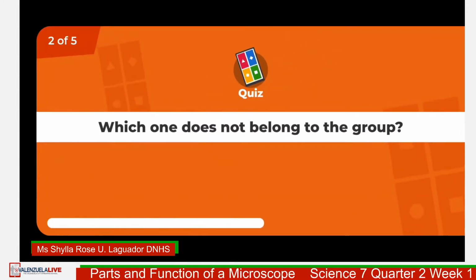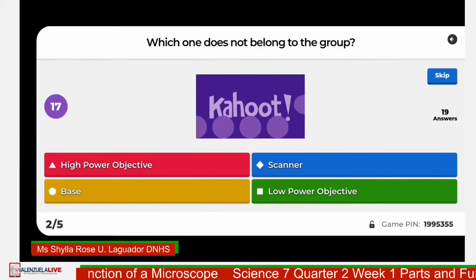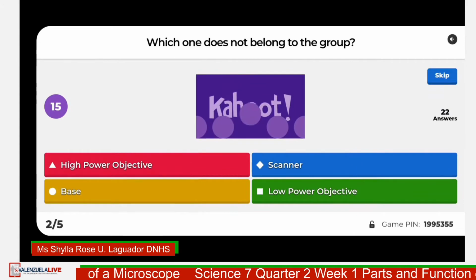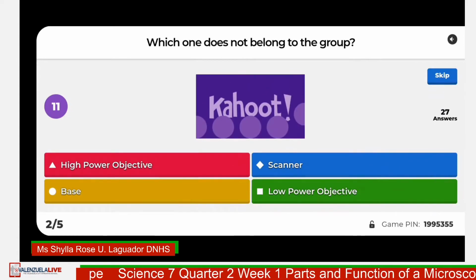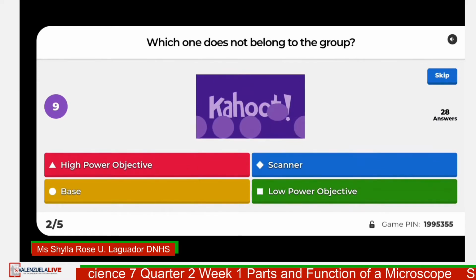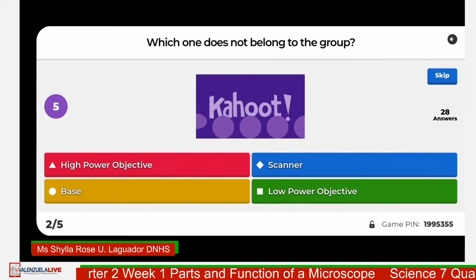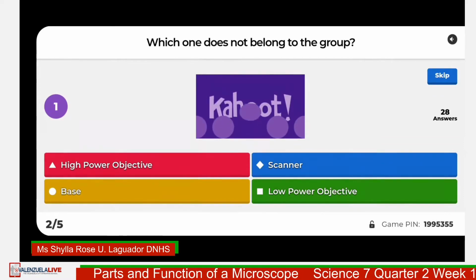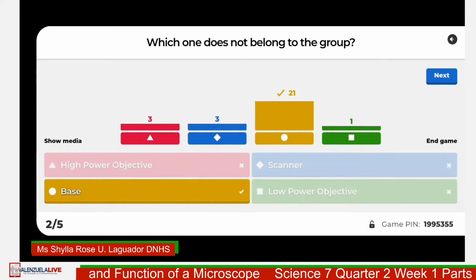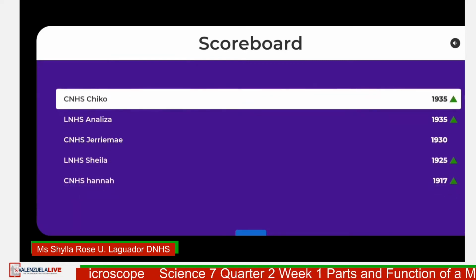Item number 2. Which one again does not belong to the group? Red for high power objective, yellow for base, blue for scanner, and green for low power objective. The correct answer is base because it is the only mechanical part. The rest are magnifying parts.